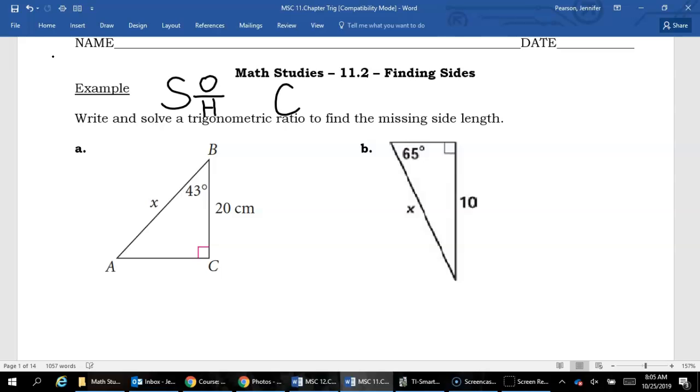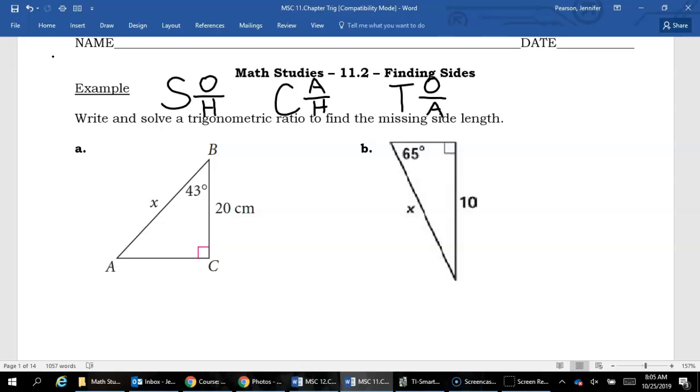The cosine of an angle is equal to the length of the side adjacent to that angle divided by the length of the hypotenuse of the triangle, or CAH. And then the last one was that the tangent of an angle is equal to the length of the side opposite of that angle divided by the length of the side adjacent to that angle, or TOA. SOH CAH TOA is our mnemonic device to help us remember that.